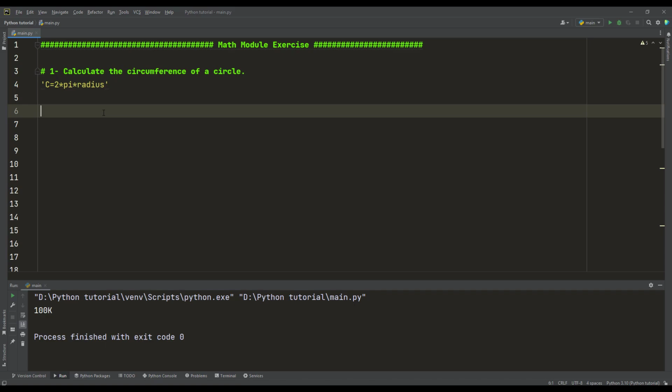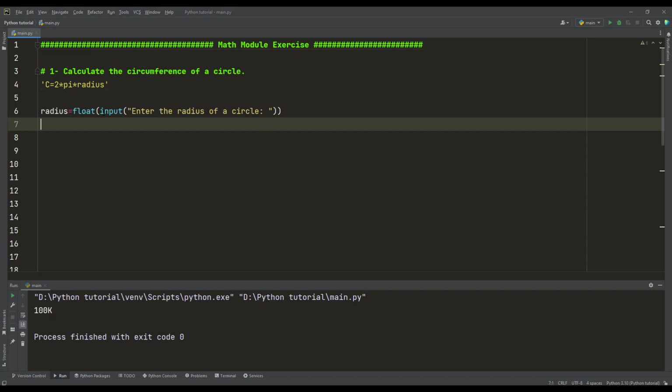Now let us ask the user to submit the radius, and the radius will be cast as a float value. Here we will have input, and I will ask the user to enter the radius of a circle, and we will wait for the user to input the radius. Then the circumference will be in this formula.